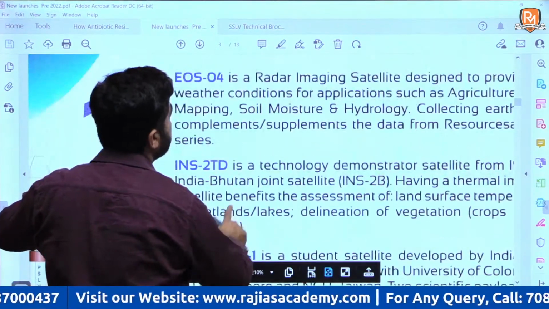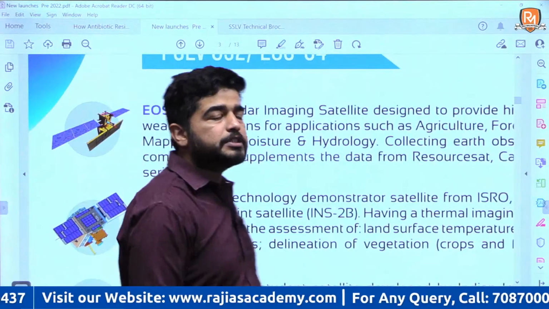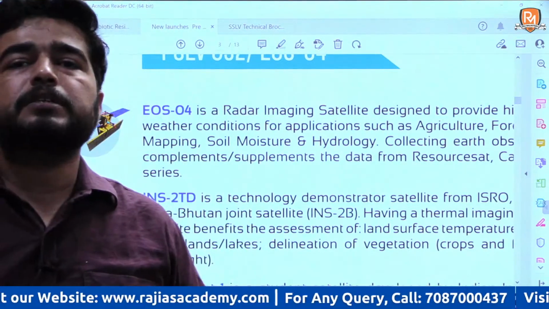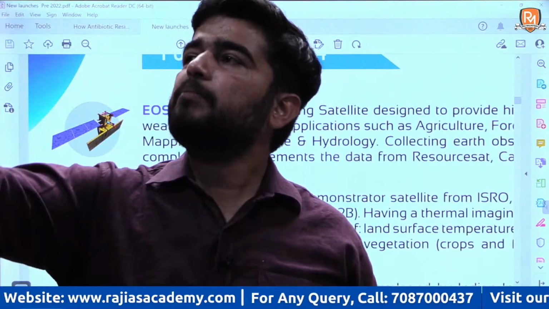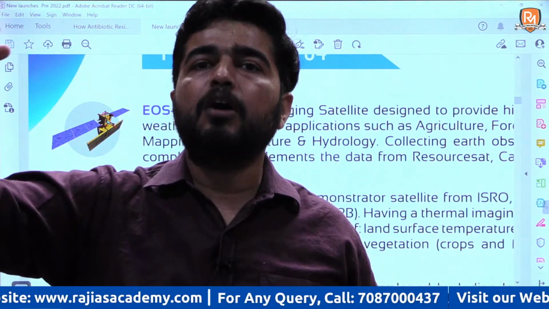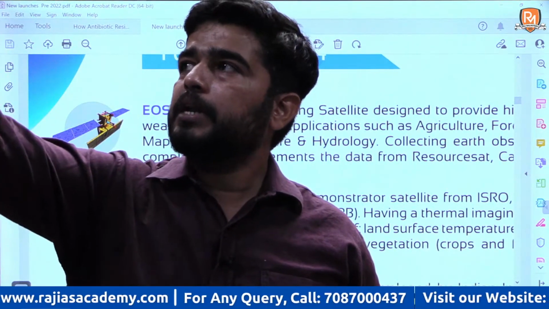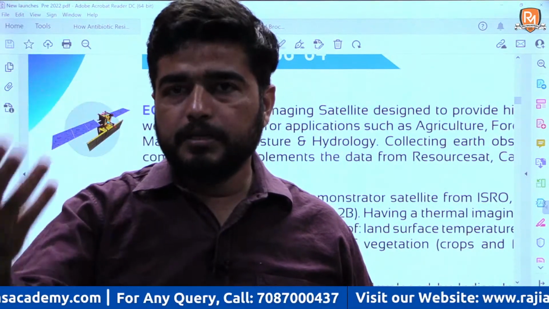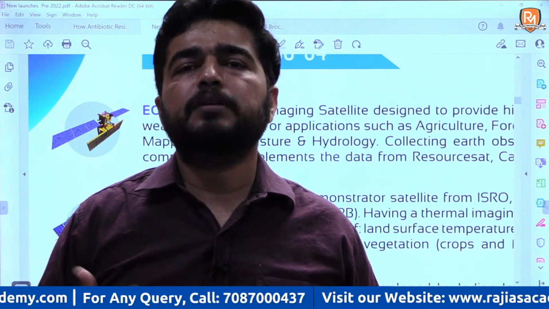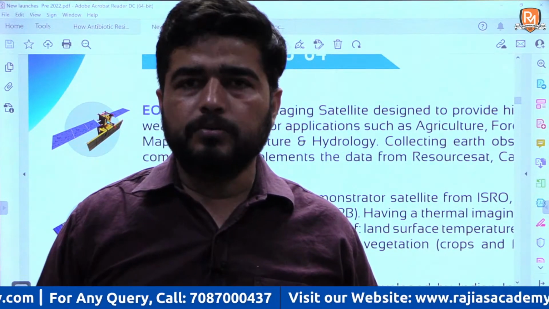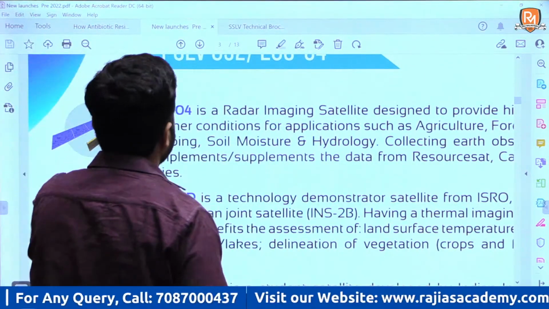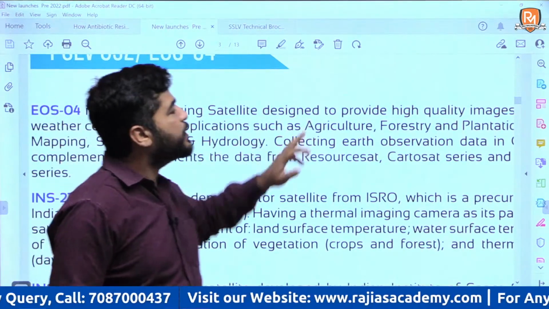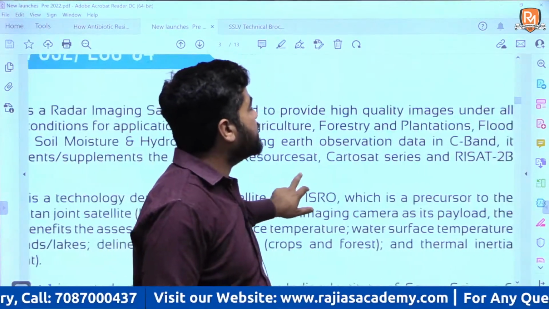What is the EOS4 satellite? It is a radar imaging satellite. What do you mean by that? These are Earth observation satellites which have some kind of payload which will release some kind of radiation, collect the data and transmit it to the Earth center, for example the ISRO center in Bangalore. This satellite is for quality images of weather conditions for agriculture, forestry, plantations.